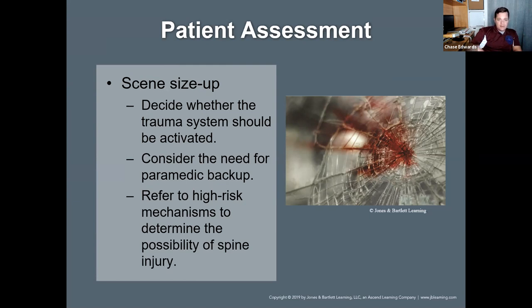So mechanisms of uncertain risk for spinal injuries are going to include things like a moderate to low velocity motor vehicle crash in which the patient has an isolated injury without positive assessment findings for a spinal injury, isolated minor head injury without positive mechanism for spinal injury, a syncopal event in which the patient was already seated and supine, a syncopal event in which the patient was assisted to a supine position by a bystander.